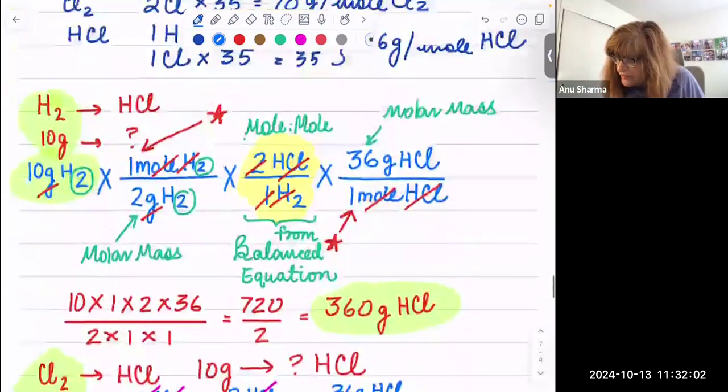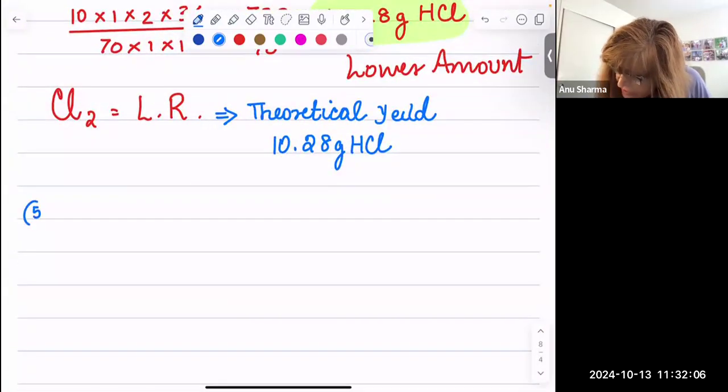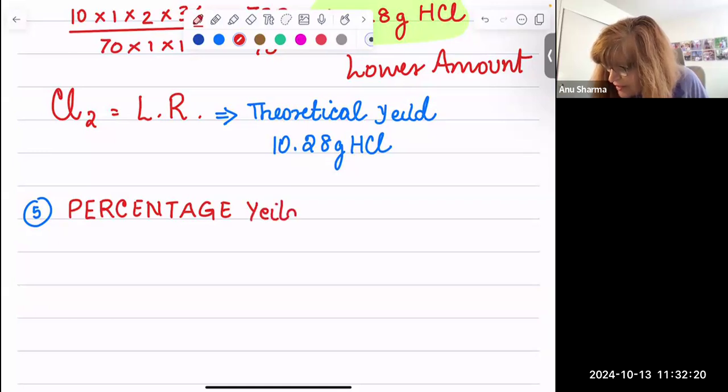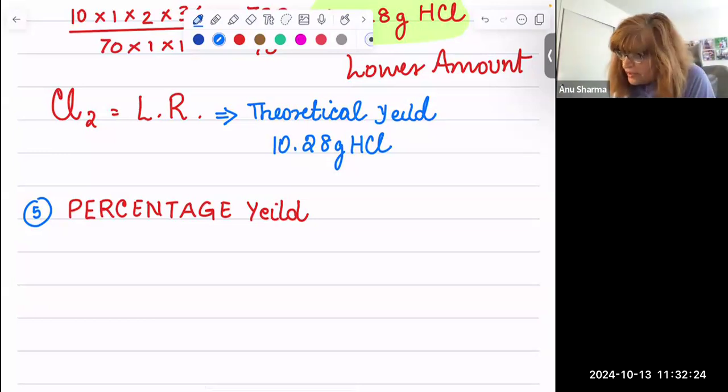Now the last one is the percentage yield. And this is the last, promise, we are ending now. Percentage yield: let's say you do this reaction, and remember there are steps in the reaction. The steps are like: first you take the weight, then you mix, then you monitor the reaction, and then you quench the reaction.